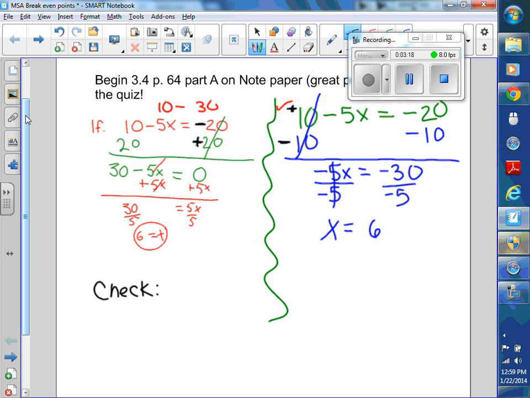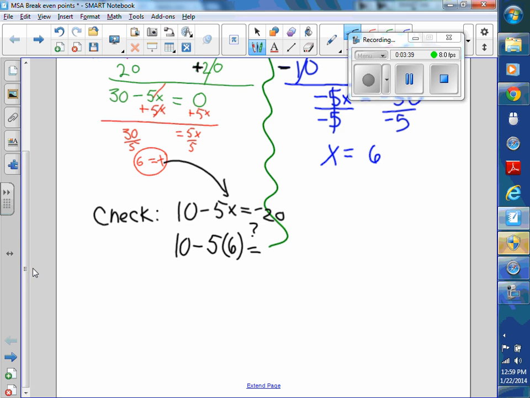But that means, so to do that, let's make sure you know how to do that. 10 minus 5x is the problem, equal to negative 20, right? So we found that our x is 6, so you're going to check it by doing 10 minus 5 times 6, and you want to see if that's equal to negative 20. So 10 minus 30 is negative 20, and so that checks.